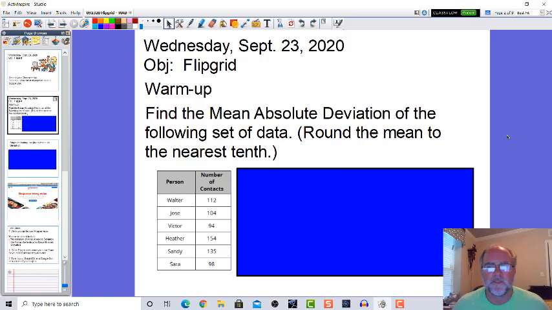So here's our warm-up question for today. Pause the video, and find the mean absolute deviation of the following set of data. Round the mean to the nearest tenth. Pause the video and answer that question.